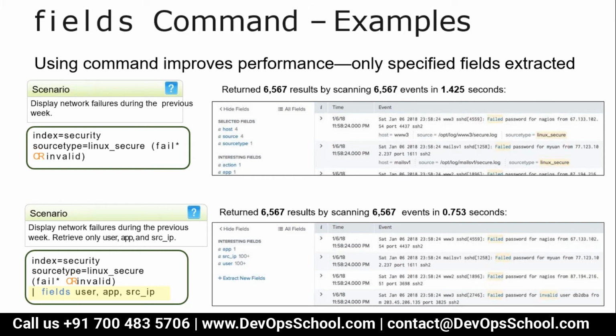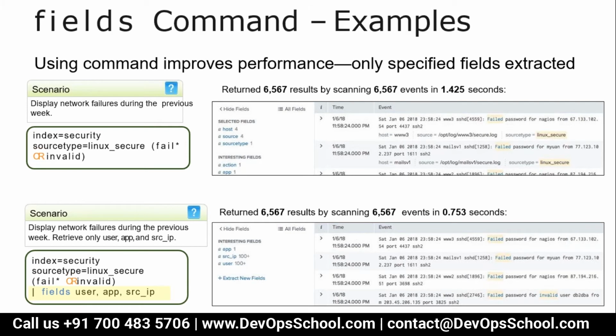Okay, it's a fail or invalid, not together. So give me the content with fail or invalid, and that means that way how many results you got. Look at this very carefully. You got the results 6567, but the time which has been spent on this is called the index search time. So the time which you have spent is 1.425 seconds.